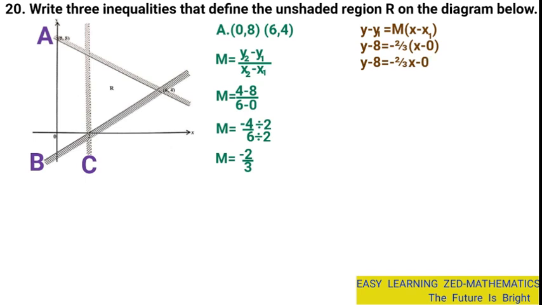Okay, so you can either add or subtract that. What we're actually going to do won't change the answer. So I'm going to write y minus 8 is equal to, so negative 2 over 3x minus 0 will give us negative 2 over 3x.